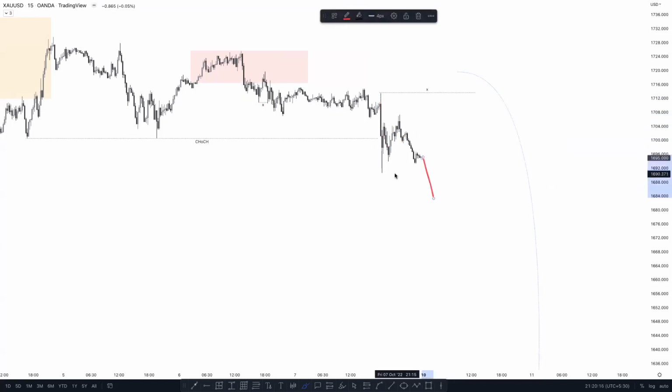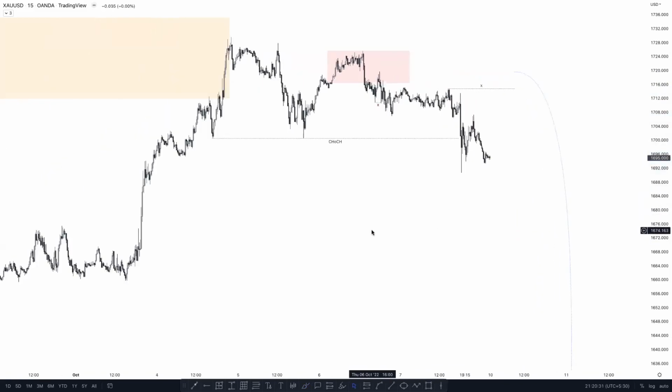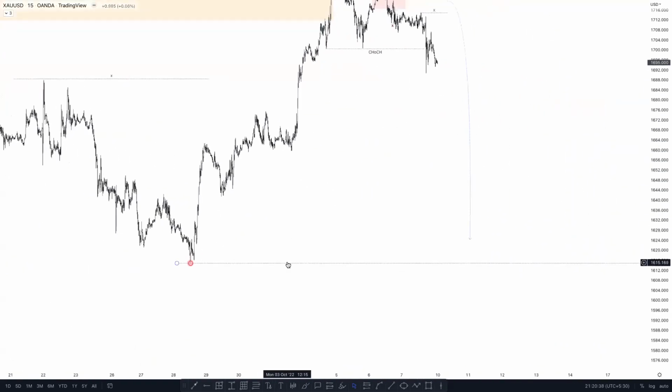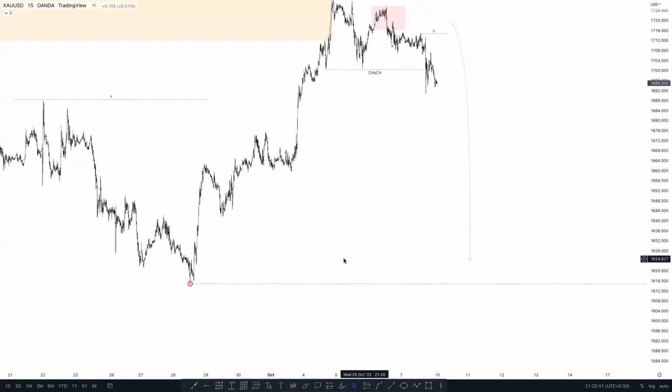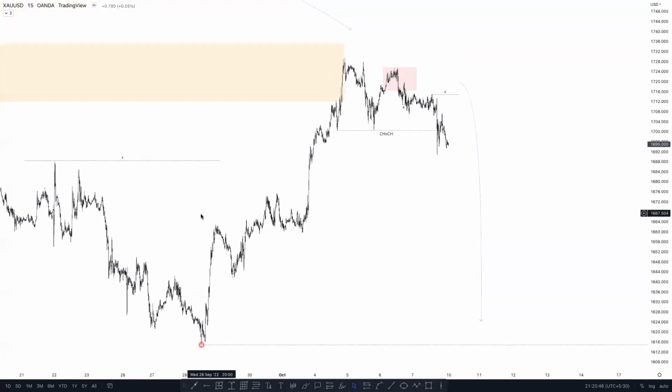So if price broke this low, then this can be your next inducement, right? So you have to wait for it. Take out this inducement, then sell. Okay. So this is the overall idea about gold in 15-minute structure. And you can continue selling until it takes out this low, which is the daily time frame previous low here. Okay. And now we should move on to the next pair.